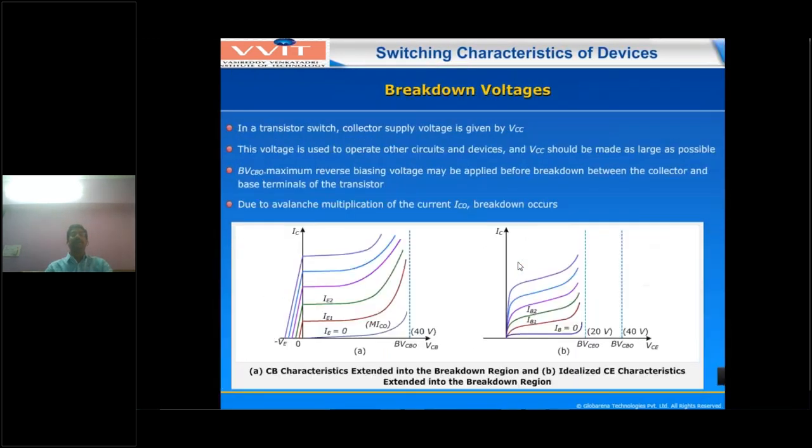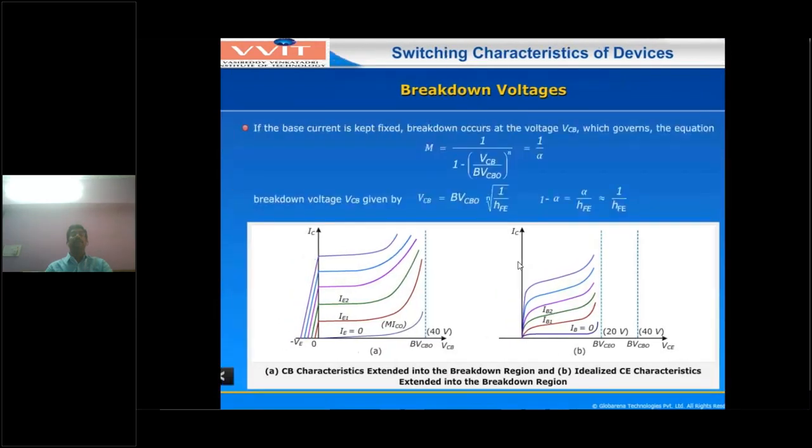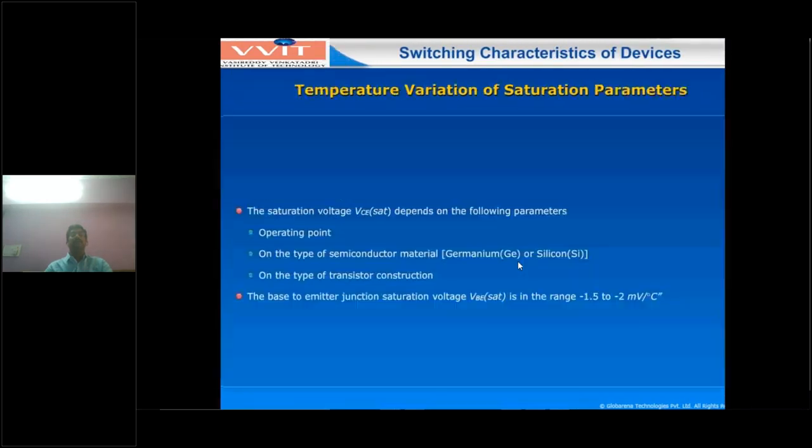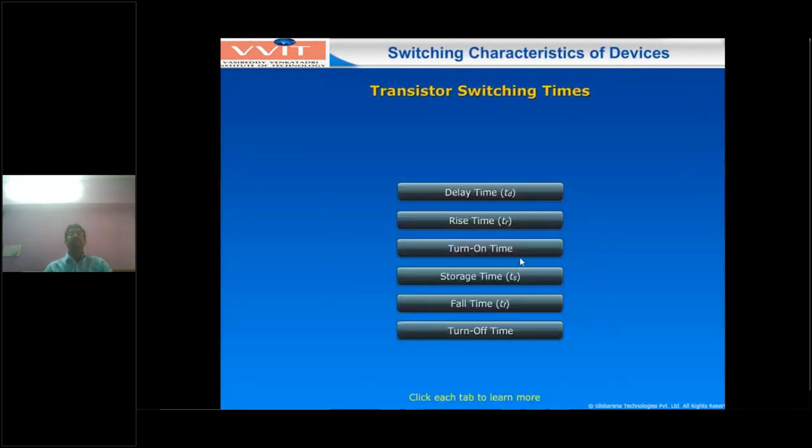And next, another important question: what is the transistor switching time? The transistor switching times are of different types: delay time, rise time, and turn on time, and storage time, fall time, and turn off time. So what is the delay time?